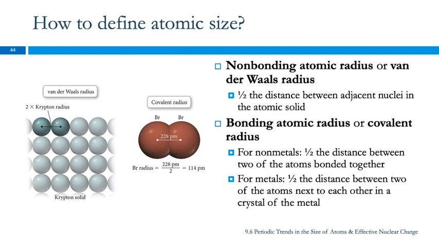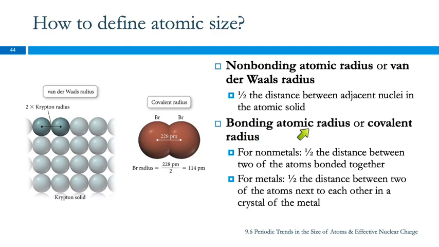One way is called the van der Waals radius, or the non-bonding atomic radius. And so that's taking half the distance between adjacent nuclei in the atomic solid. So here's krypton as a solid. You can make it a solid at a really, really low temperature. And we can measure the distance between these two nuclei. We can't do much with the electrons themselves, but we can measure the distance between the two nuclei and say, well, if the centers of the atoms are this much apart, then the radius of the atom must be half of that. So we could do that.